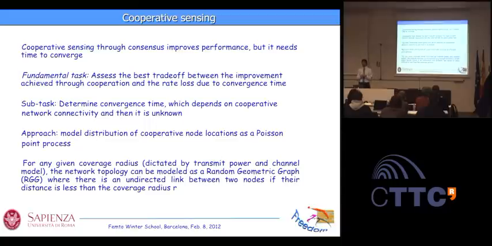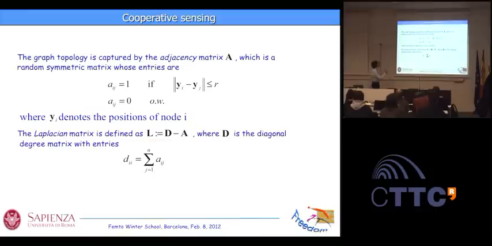Again, the same trick. We just assume that all these nodes, the cooperative nodes, are distributed randomly in space with a certain density, not necessarily the same as the other distribution. So given this density, we might think that there is a link between two cooperative nodes only if they are within the coverage radius of each other. This is the model, very simple. And this is what is known in random graph theory as the random geometric graph model. So what is a random geometric graph? It's a topology which is essentially captured by the so-called adjacency matrix A.